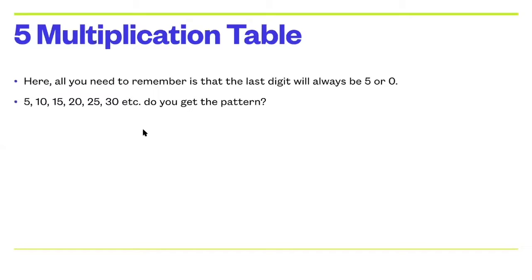Alright, so the only thing you need to remember for the 5 multiplication table is that the last digit of the product will always be 5 or 0. For example, 5 times 8, you get 40. The last digit is 0. Also, another thing you could remember is that if you multiply 5 with an odd number, then the last digit will be 5. And if you multiply 5 with an even number, then the last digit will be 0.